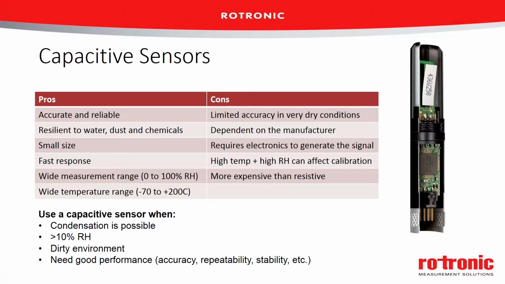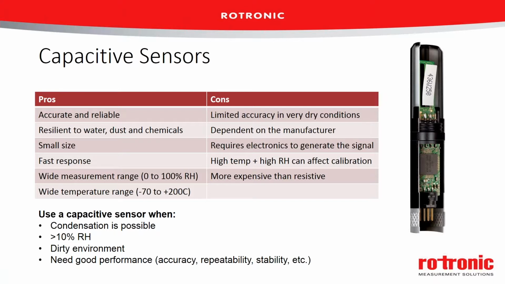Typically, a lot of them have a wide temperature range. They can operate from -70 to 200 degrees C, depending on the manufacturer. Typically, this is going to be used more for the sensors that are measuring in the relative humidity ranges, the 10% up to 100% relative humidity.